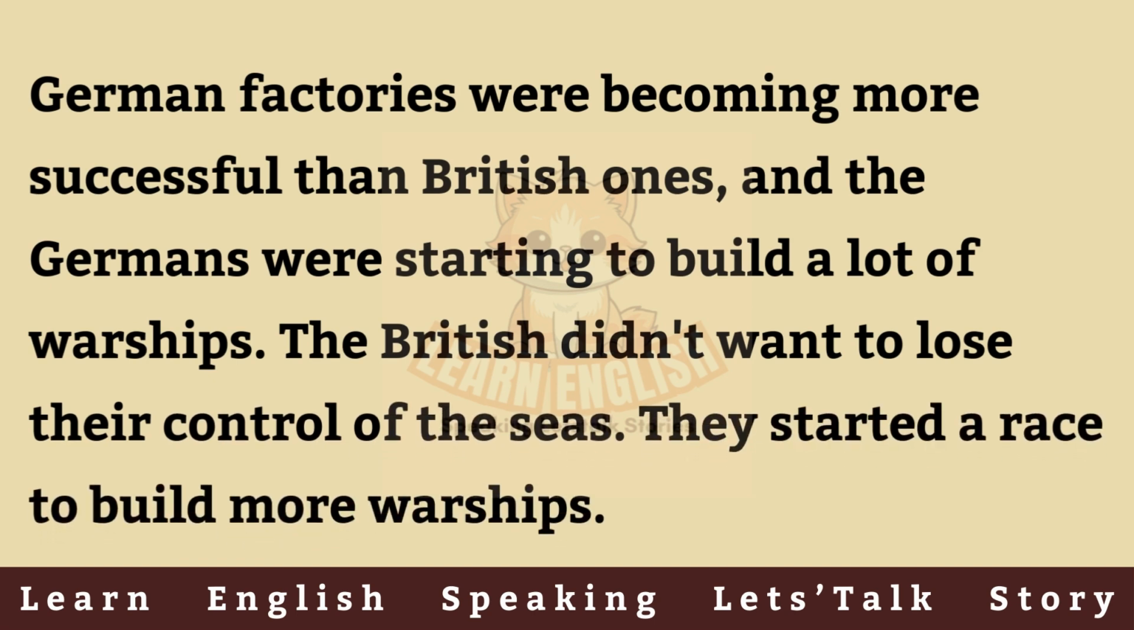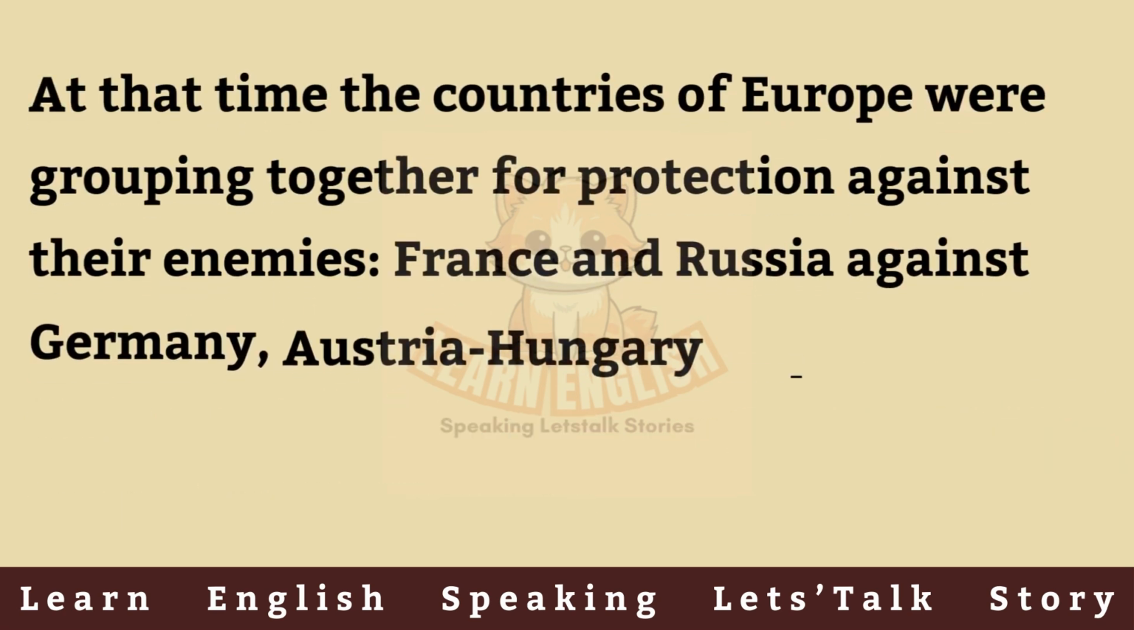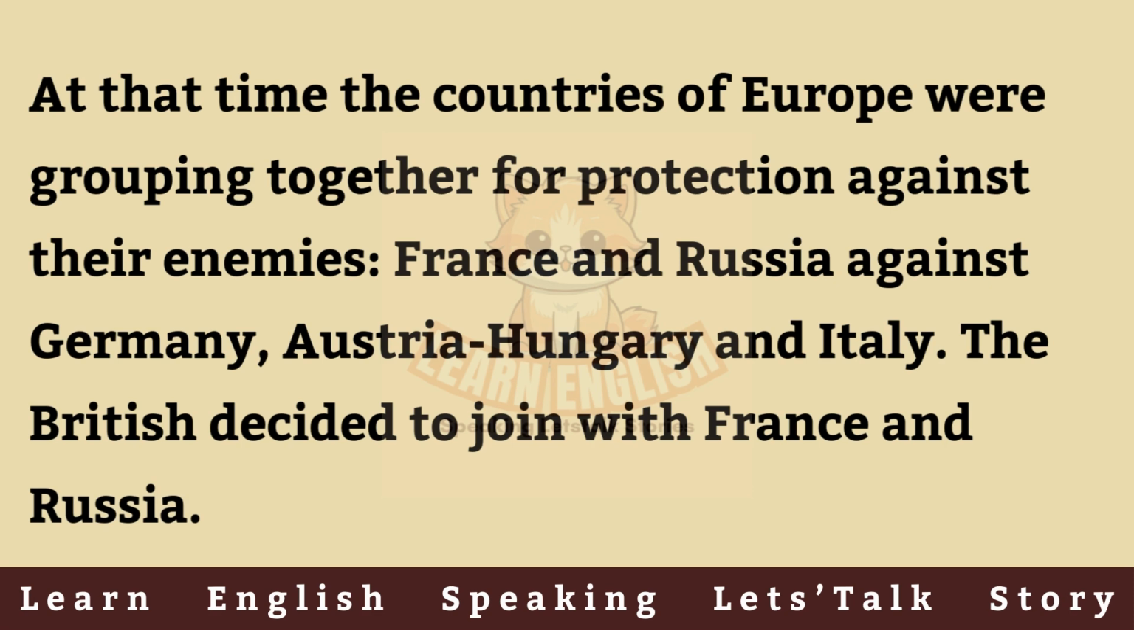The British didn't want to lose their control of the seas. They started a race to build more warships. At that time, the countries of Europe were grouping together for protection against their enemies: France and Russia against Germany, Austria-Hungary and Italy. The British decided to join with France and Russia.